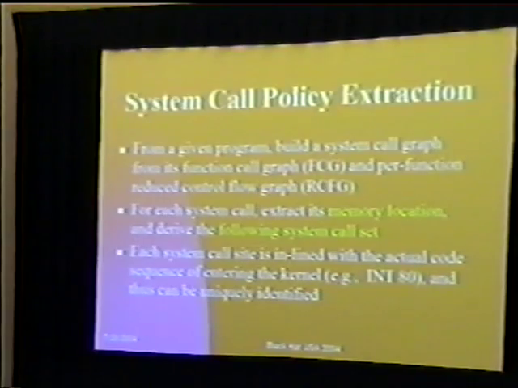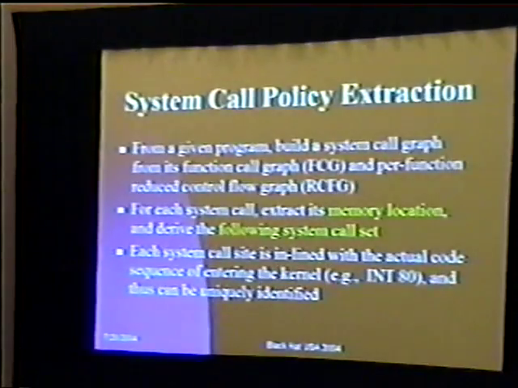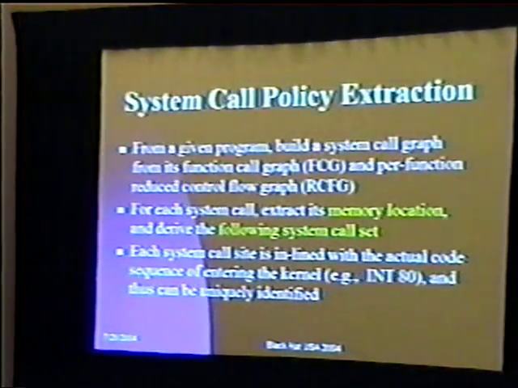That's for standard compiler people. Here we are only interested in the part of the control flow graph that actually has something to do with system calls. And then for each system call, we are going to extract its memory location and derive the following system call set. We want to make sure that we understand that for each system call instance, a system call can be made in multiple places.